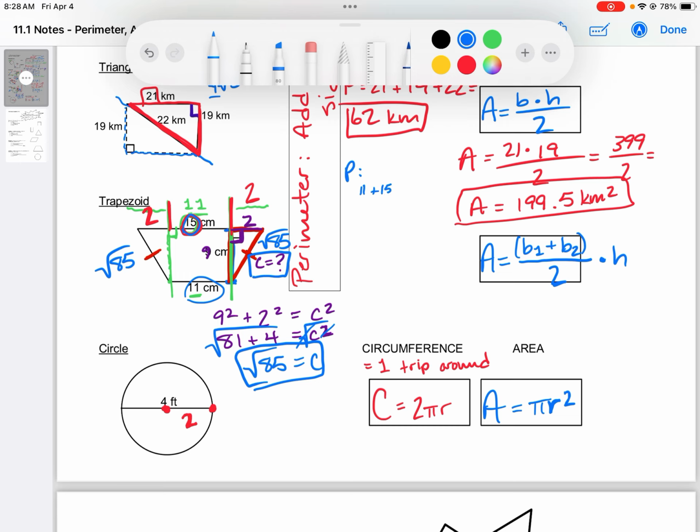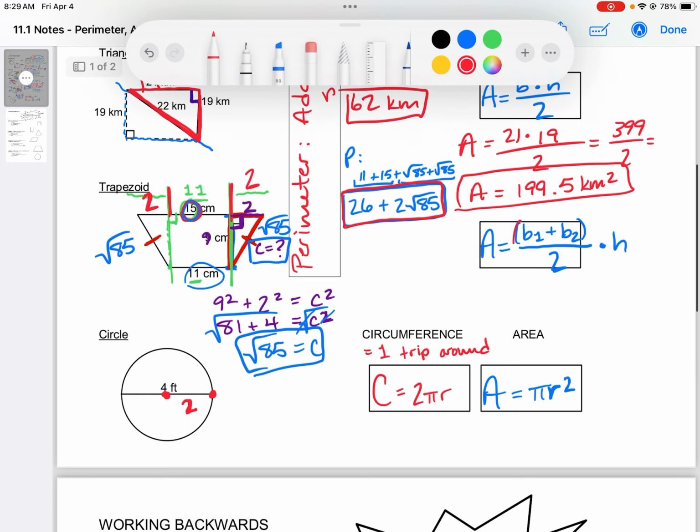I'm going to do 11 plus 15 plus square root of 85 plus square root of 85. I can add these together because they're like terms. That's going to give me 26, and then I have 2 times the square root of 85. And I might be wrong on that simplification, but forgive me if I am. All right, that's my perimeter.